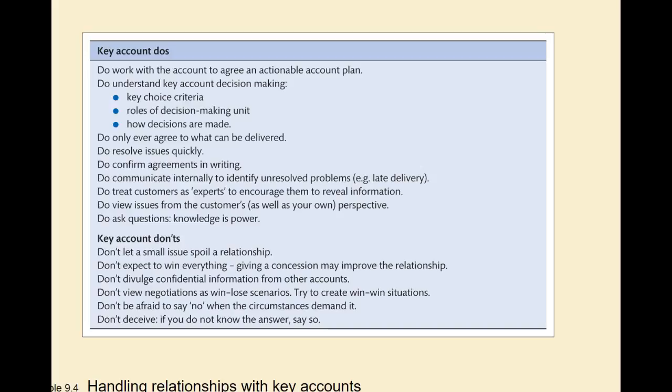In any situation, it's always important to resolve your issues very quickly. The longer you let them sit, the more frustrated the customer is going to become. You need to make sure you have all your agreements in writing. You do need to communicate internally to identify any unresolved problems, such as a late delivery, so you make sure that gets solved and doesn't happen again. You need to treat your customer with respect and as an expert, to encourage them to reveal information.